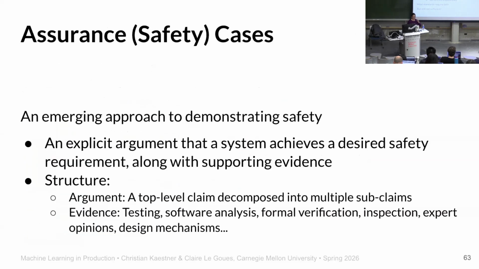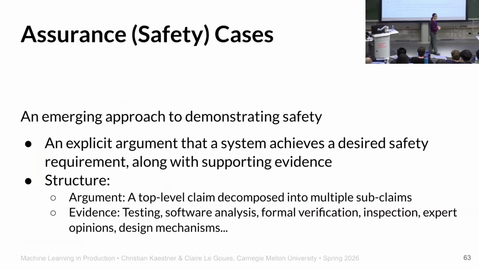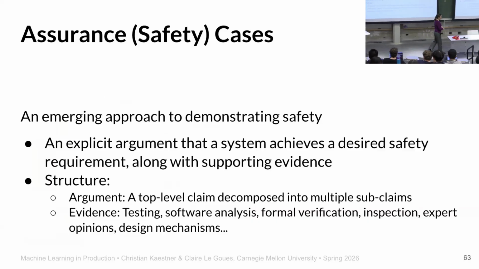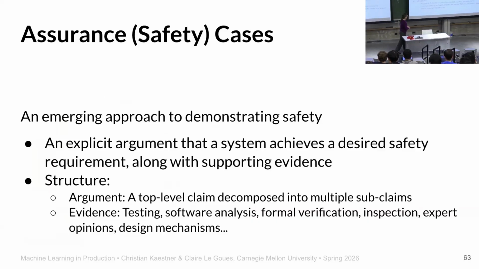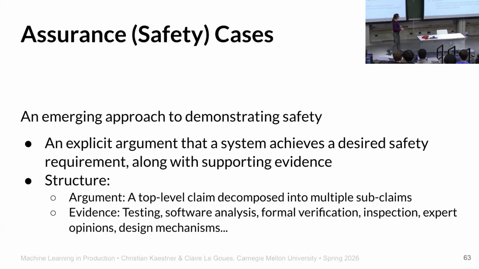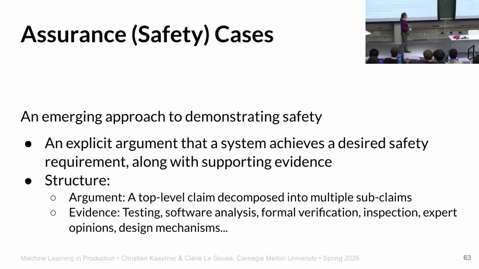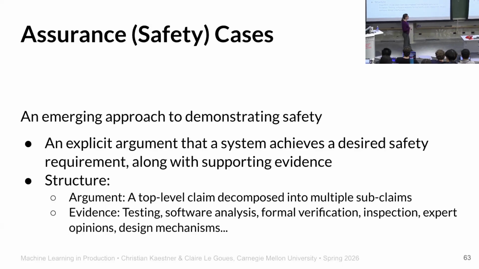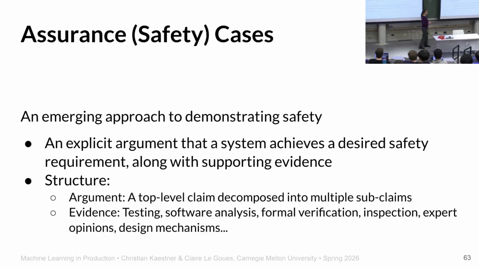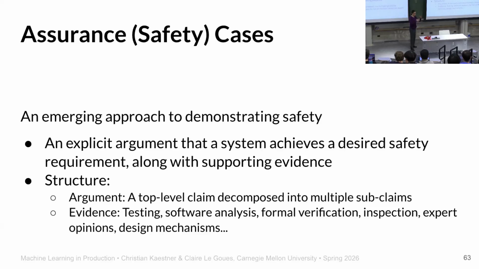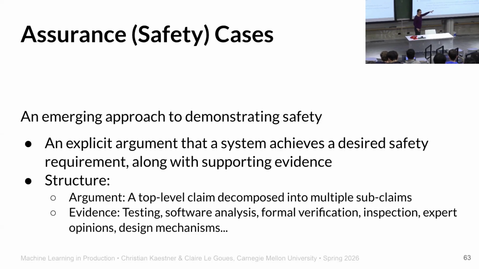And yet. Another emerging approach to demonstrating safety are what are called assurance or safety cases that I will talk about. I'll finish this up. It will not take very long. I'll finish it up on Monday. It's an explicit top-down structured argument that argues that a system achieves a desired safety requirement along with supported evidence. So there's a top-level claim, something like the insulin pump will never accidentally kill you, decomposed into multiple subclaims.